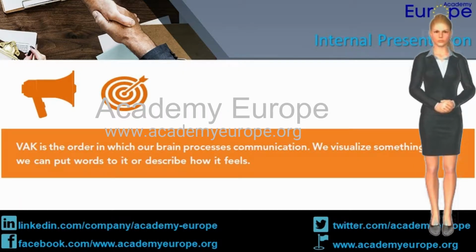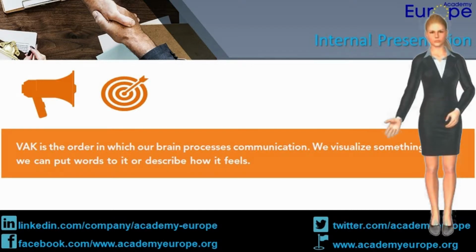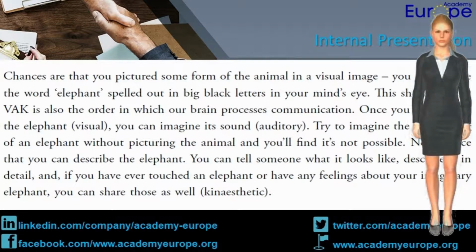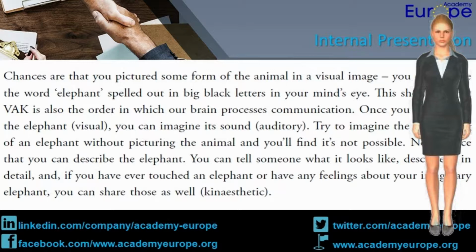VAK is the order in which our brain processes communication. We visualize something before we can put words to it or describe how it feels. Chances are that you pictured some form of the animal in a visual image. You did not see the word elephant spelled out in big black letters in your mind's eye. This shows us that VAK is also the order in which our brain processes communication.